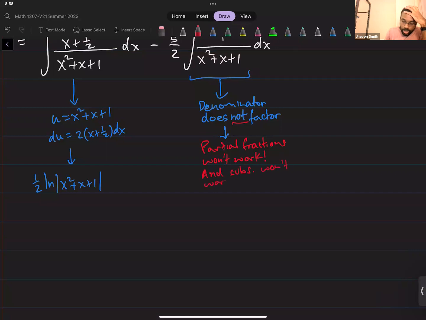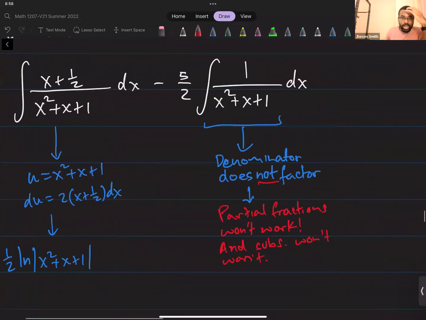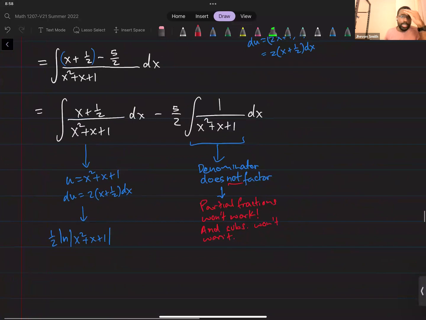I, in fact, used up all the substitution that I could use already, right? This is the part that substitution didn't work on. So substitution is not going to work. Partial fraction is not going to work. But I have a ratio of polynomials.